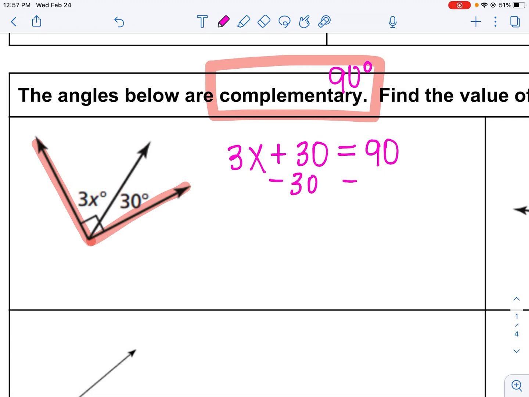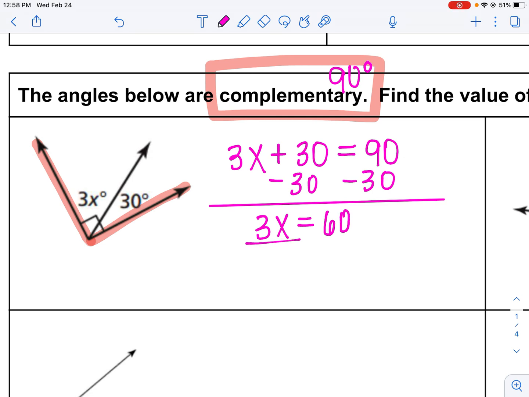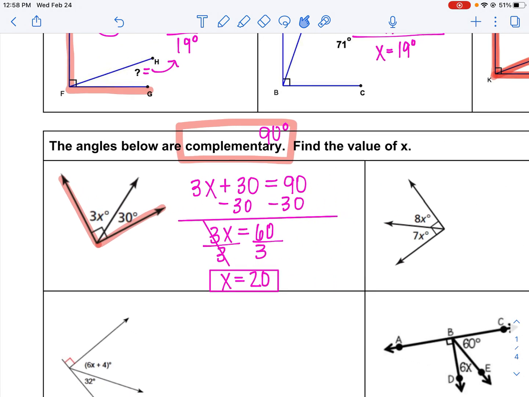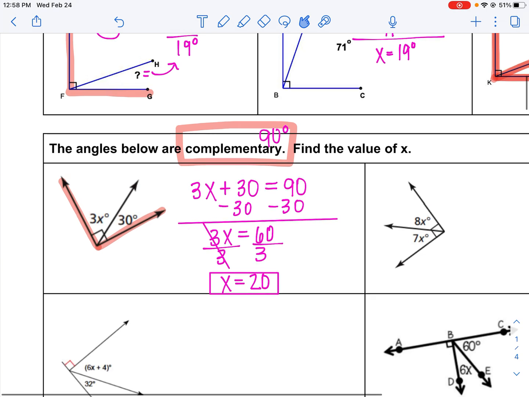So I'm going to take away my 30. That allows my 3x to come down because the 30 is equal to 0. And 90 minus 30 is 60. I'm going to divide by 3 on both sides. So my 3's simplify to 1x. And I get 60 divided by 3 is 20. So that equals your x. That does not mean that your angle equals 20 degrees, because you're just finding the value of x, stated in the directions above: find the value of x.